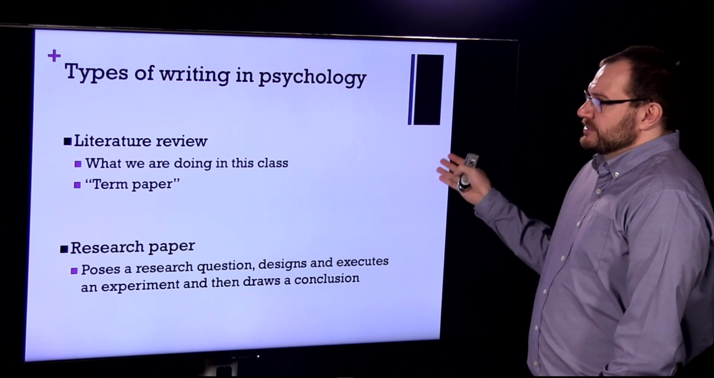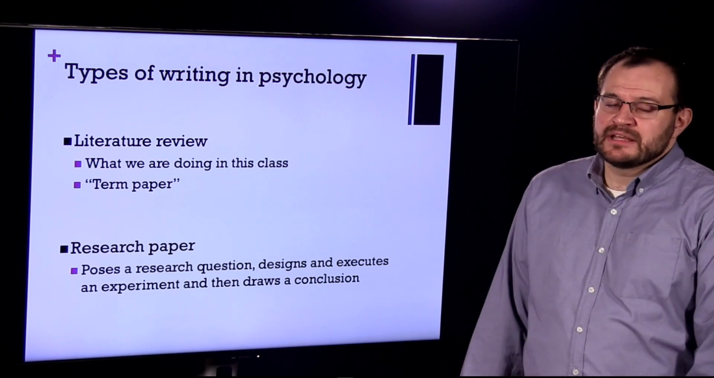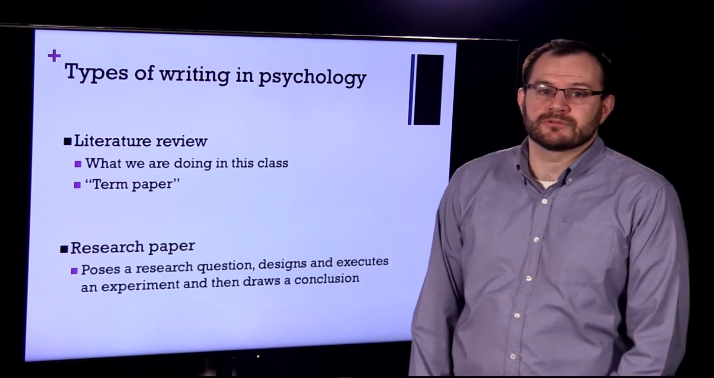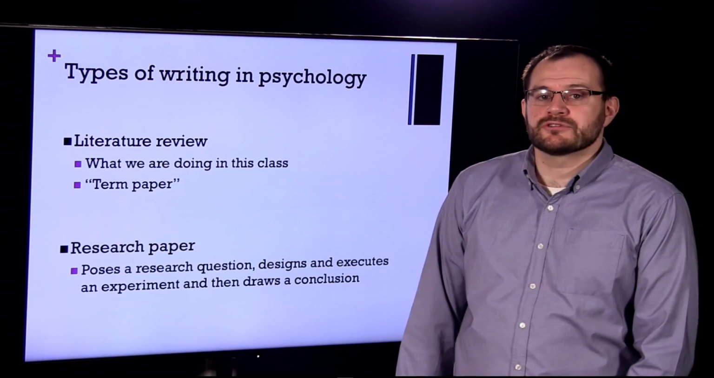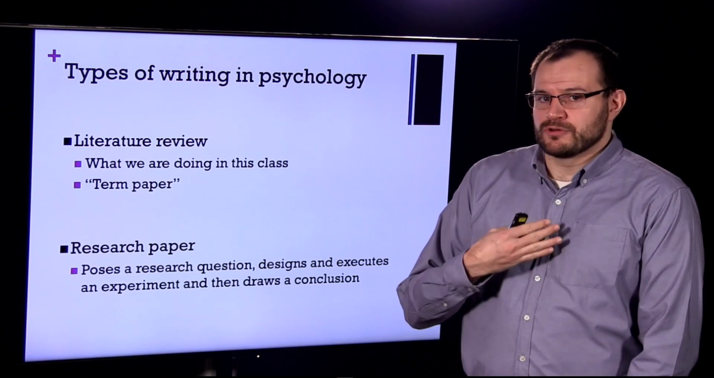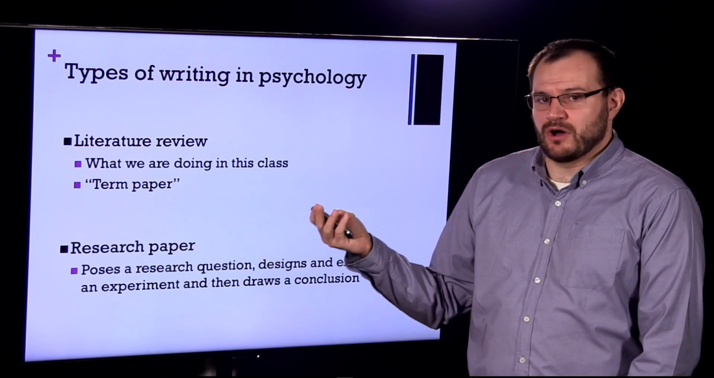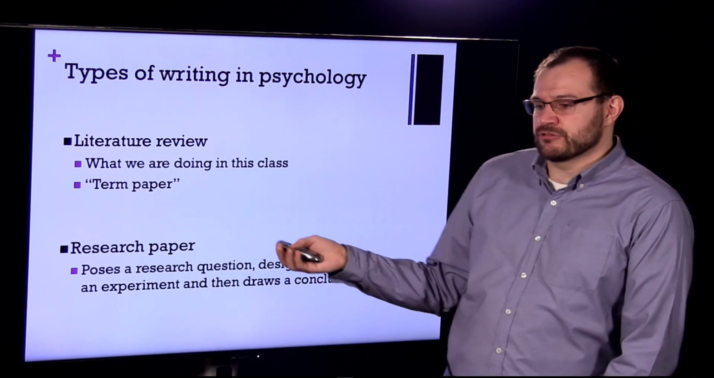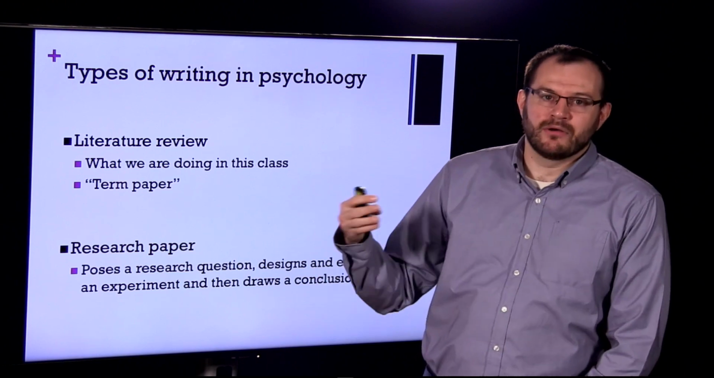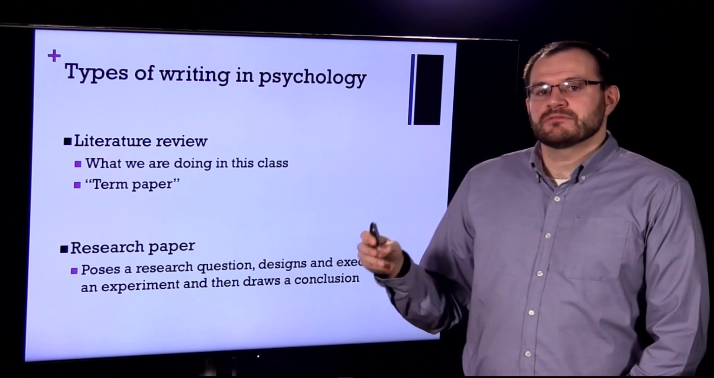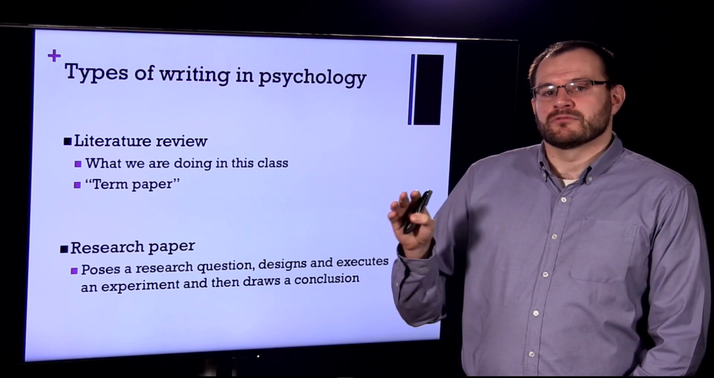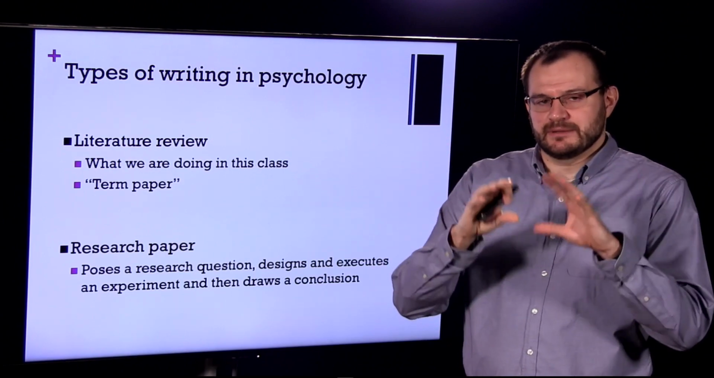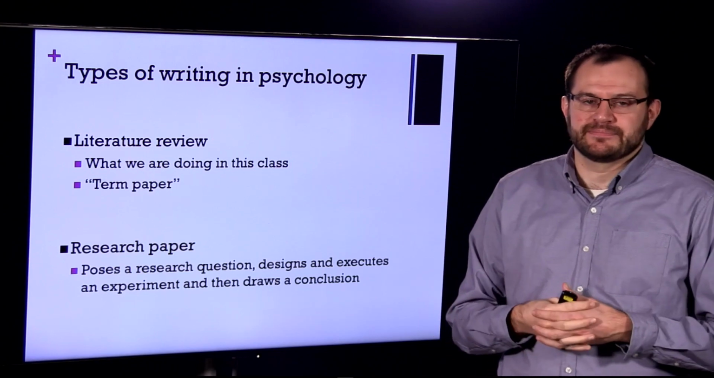So we have some different types of writing in psychology. In this class, we're going to be focusing on what's called a literature review. A literature review just means it's a review of the research that's already out there. So in this class, we're not going to be creating our own research and our own experiments. We're just going to be reviewing research that's already published out there, collecting it, putting it into a paper, synthesizing it.